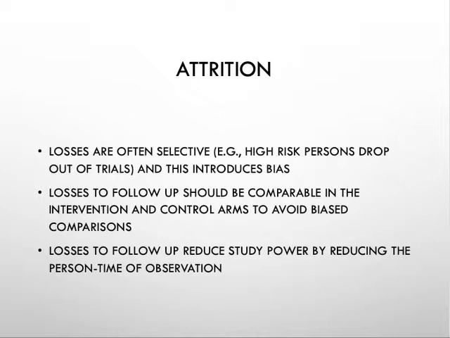For attrition, losses are often selective. For example, high-risk persons drop out of trials, and this introduces bias. So if we were to look at the effects of a substance abuse program, the people that are not in the substance abuse program, that are in the control program, are going to be at a higher risk of dropping out of the study because we might not be able to find them at post-tests.